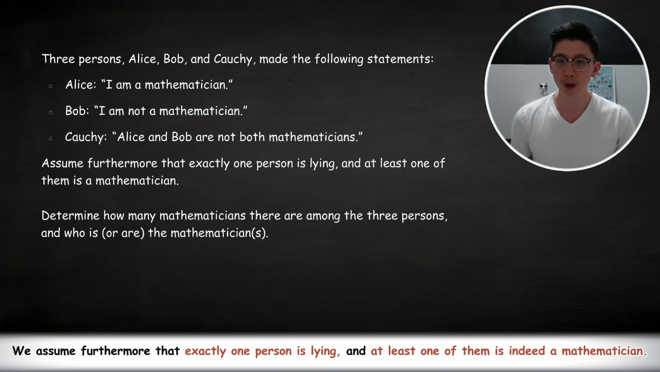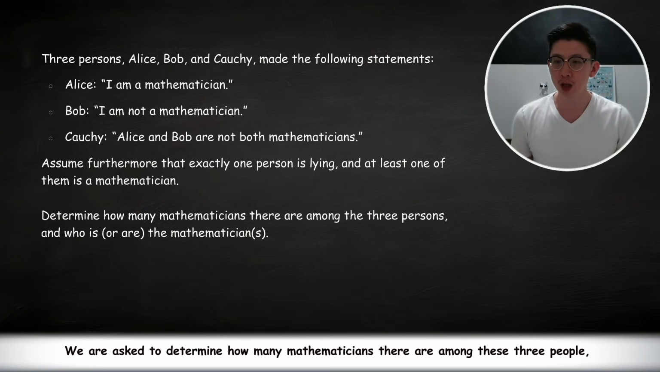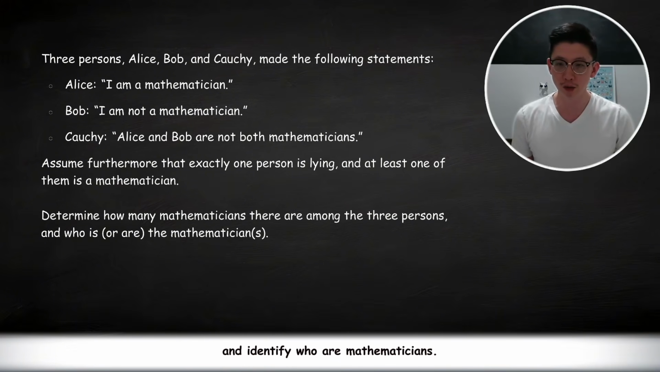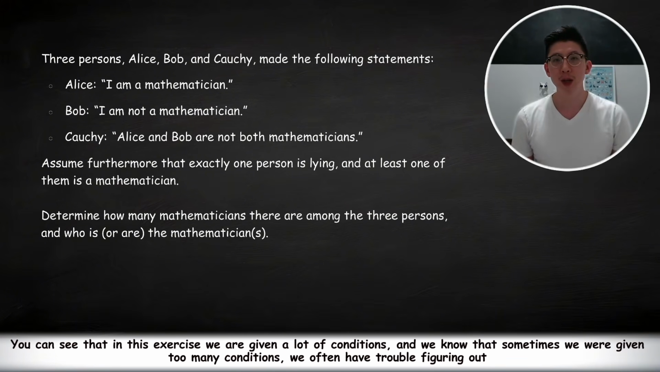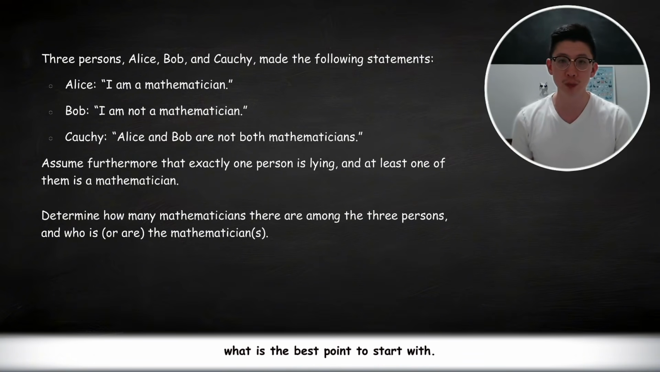We assume furthermore that exactly one person is lying, and at least one of them is indeed a mathematician. We are asked to determine how many mathematicians there are among these three people, and identify who are mathematicians. Alright, you can see that in this exercise we're given a lot of conditions, and we know that sometimes when we're given too many conditions, we often have trouble figuring out what is the best point to start with.